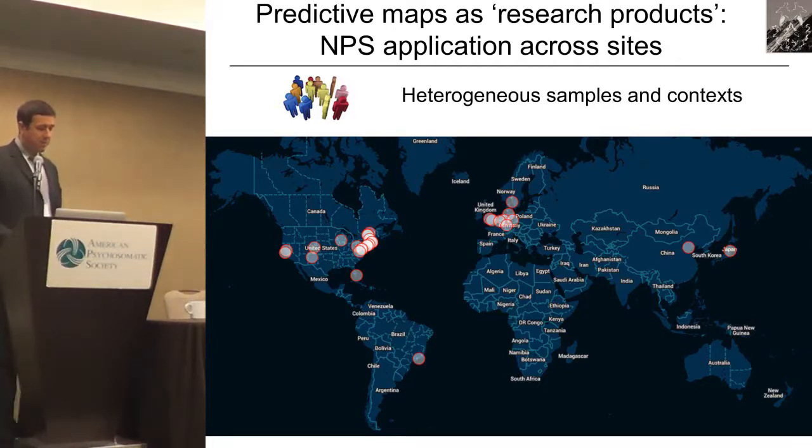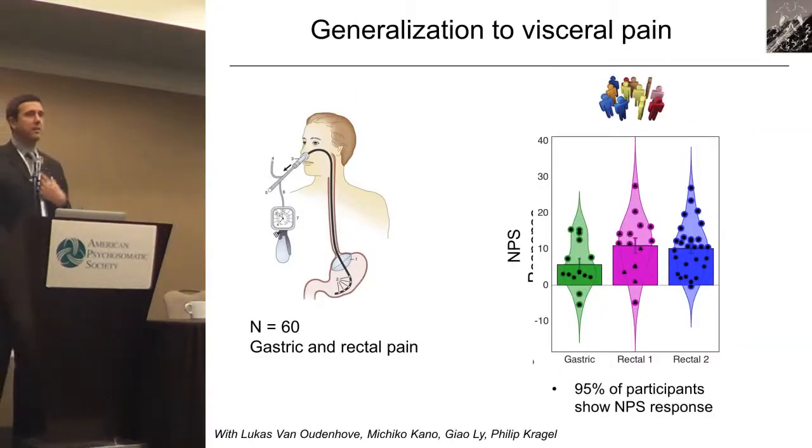And the one example is a really fun collaboration, because we didn't have to collect the data, involving gastric and rectal and esophageal painful and uncomfortable stimulation. So this is with Lucas van Oudenhove, Michiko Kano in Japan, and Belgium and Japan, basically. And this is a plot of the responses to painful pressure versus a resting baseline. That's what they have in this study. And as you can see, each dot is a person. There's a gastric pain on the left. There's two different studies, a rectal pain on the right. Again, we're above the 90% mark for detecting the response in individual people. So it does transfer across certain kinds of visceral pain, at least.